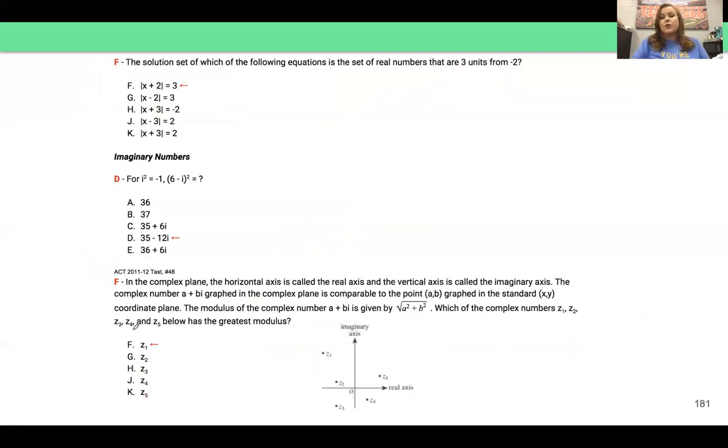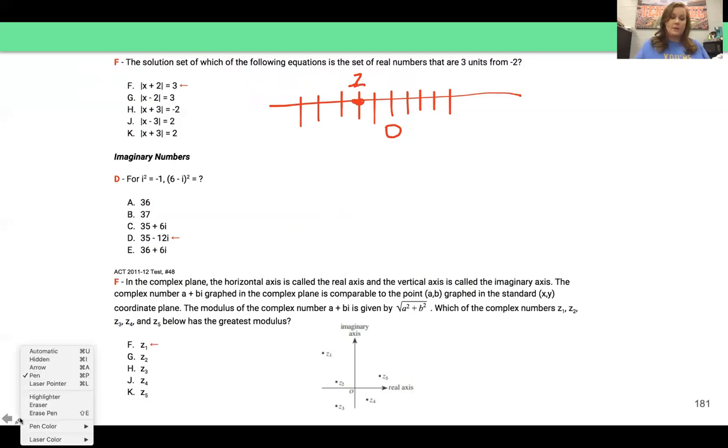Here, what is the solution set for the following equations? Again, they're just asking for answers. Okay, so let's draw this up. Here, let's do a number line. There's 0, 1, 2, 3, 4, and 1, 2, 3, 4, 5. So we're sitting here at negative 2. This is negative 2, and they want to know which ones are 3 units away.